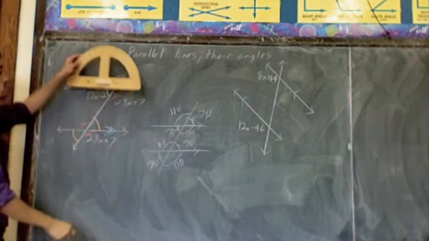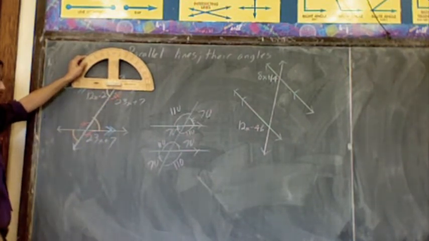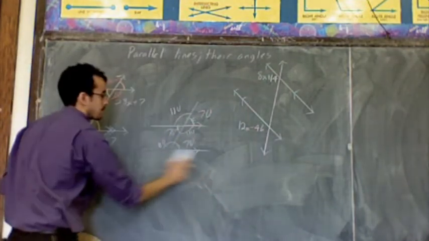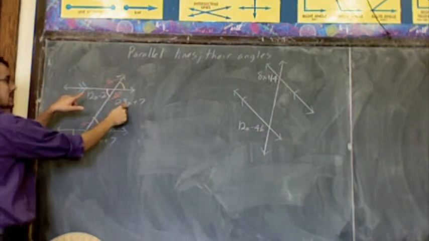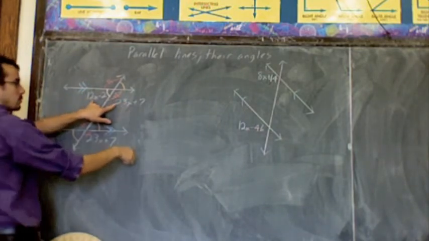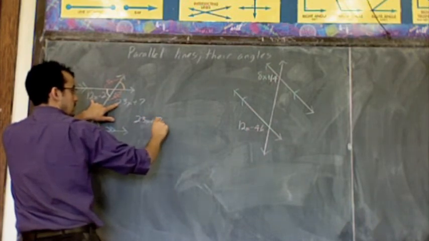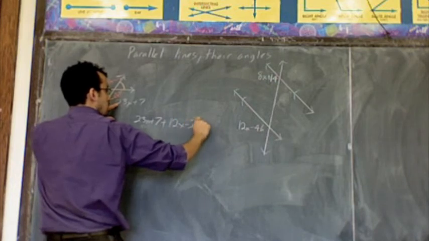Now they're a linear pair. Now these 2 angles form a straight line and I can add them up and I should get 180. So that'll work nicely. And I'll do that. So let's see. 23x plus 7 plus 12x minus 2, that should give me 180.